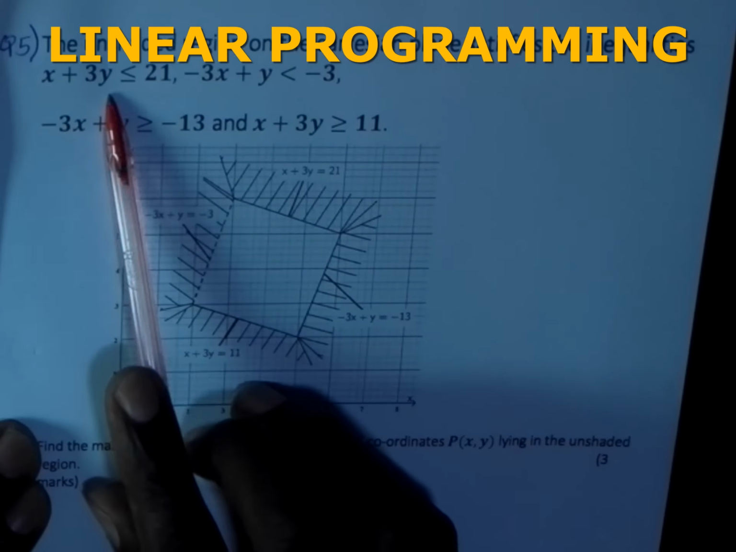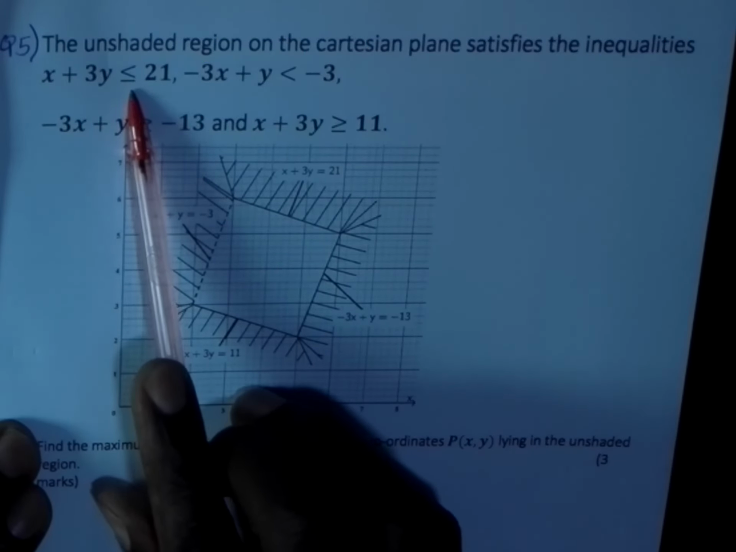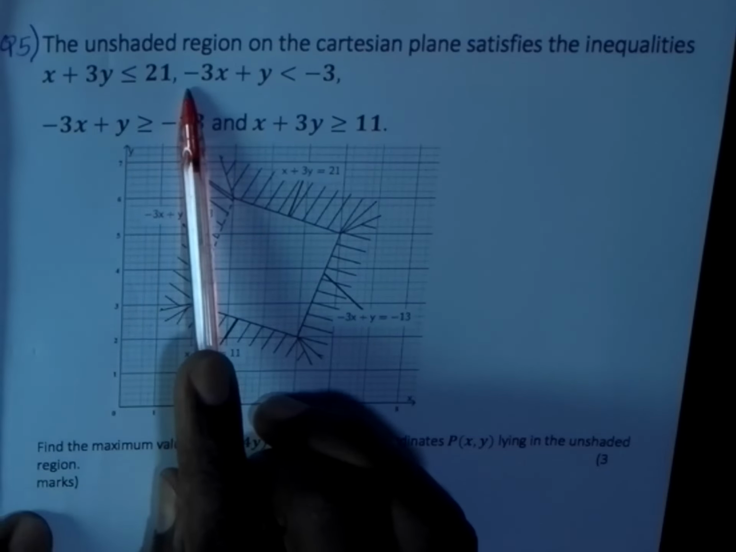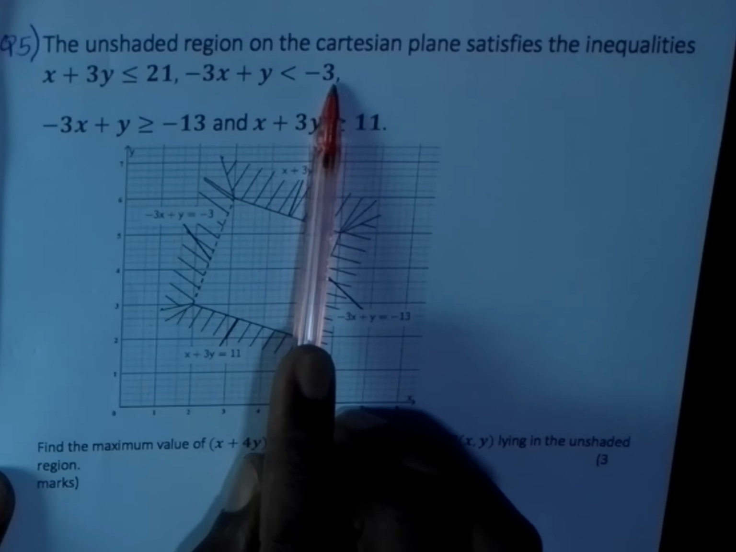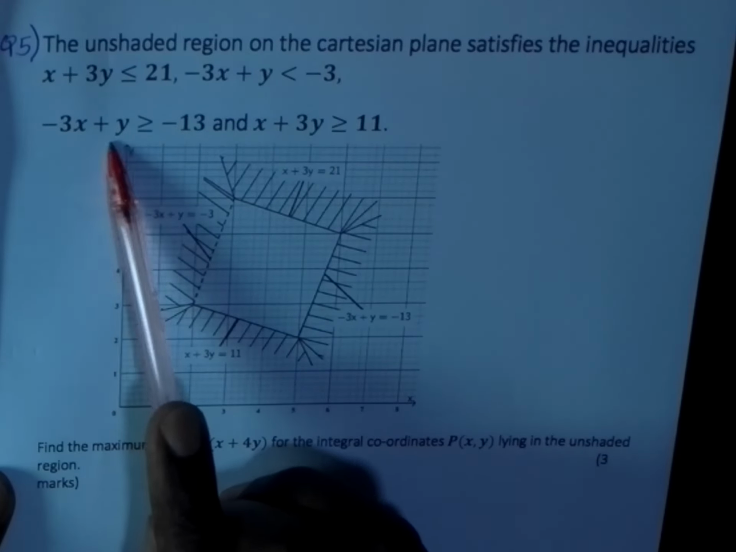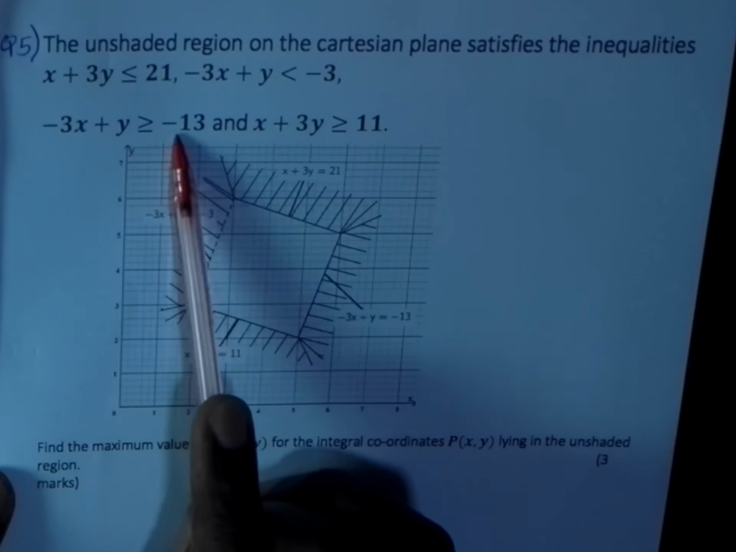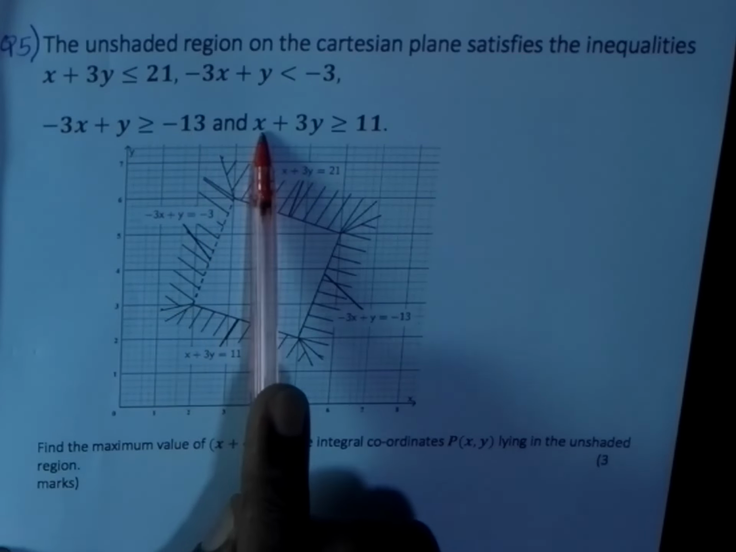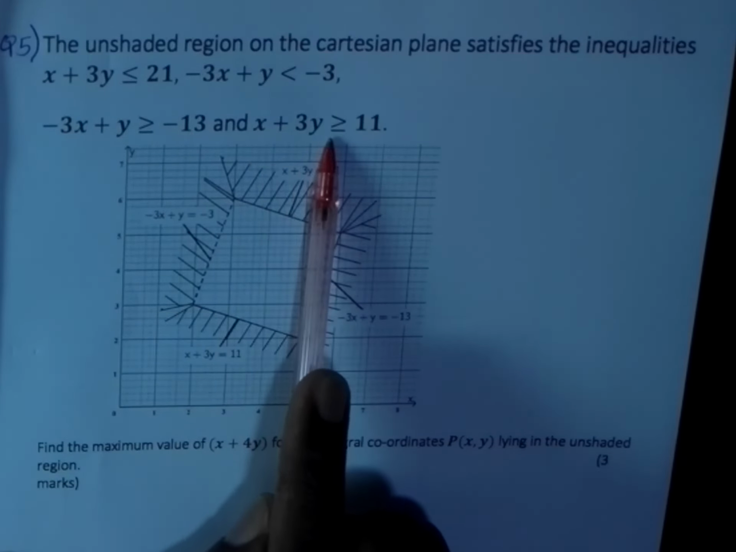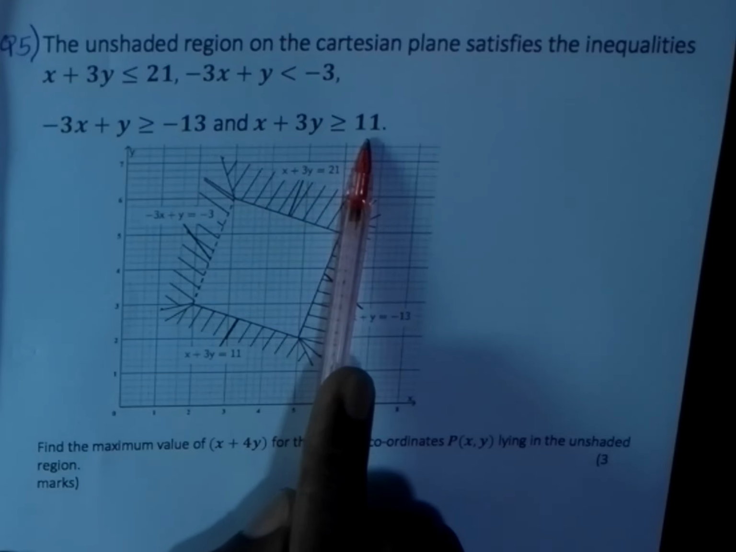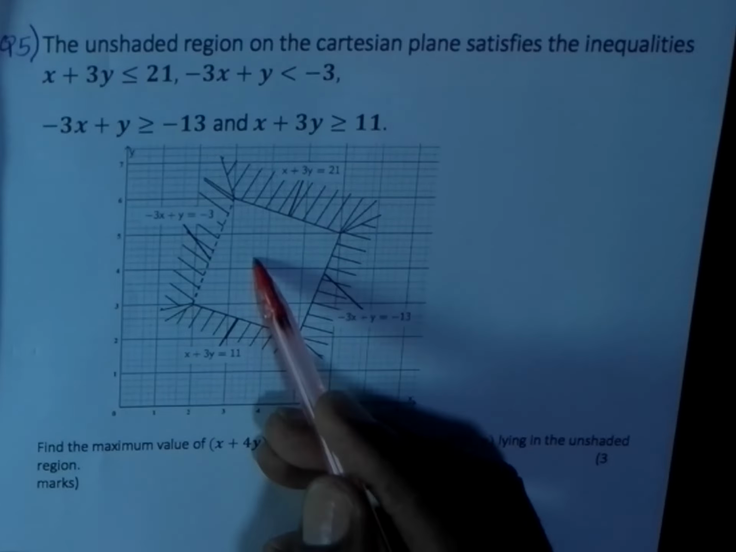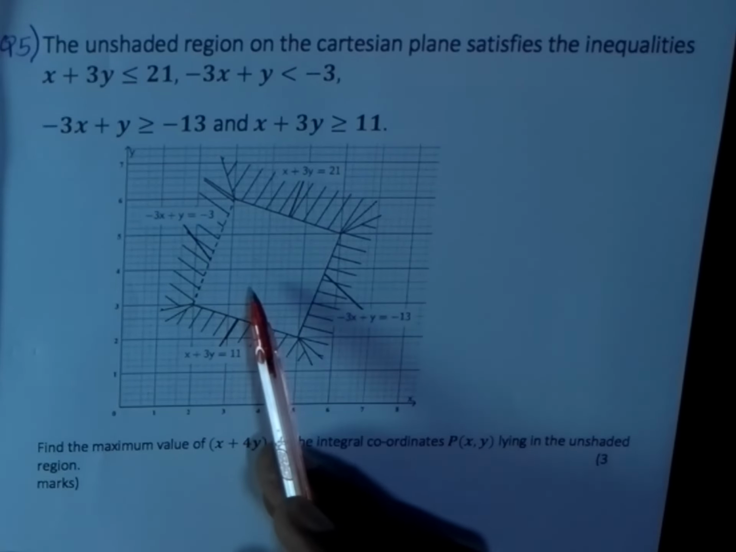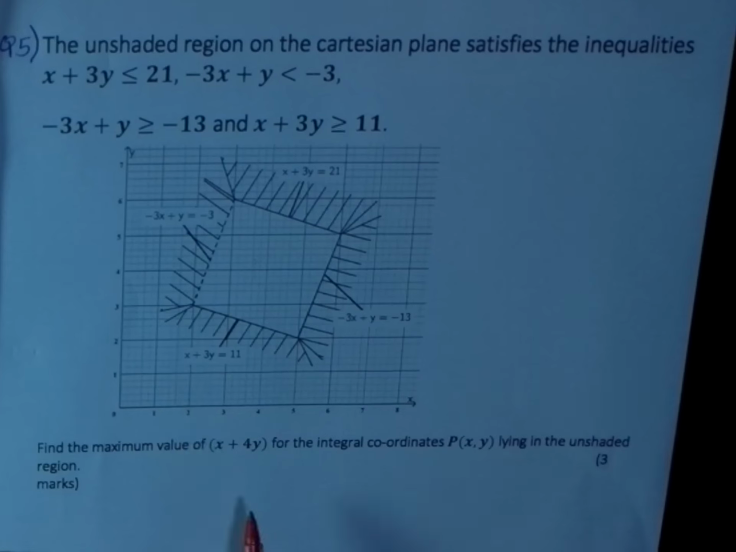x + 3y ≤ 21. -3x + y < -3. -3x + y ≥ -13. And x + 3y ≥ 11. So here we have the inequalities. This region represented by the inequalities is the unshaded region.